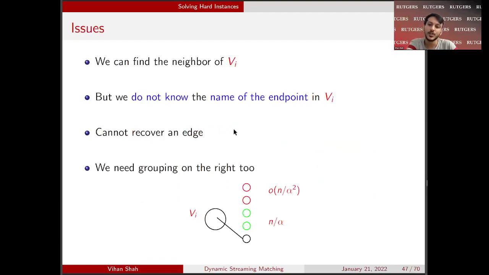However, there is an issue here. What we get to know is the name of this vertex, but we do not know the name of the endpoint within Vi. So we cannot recover this edge. We just recover this endpoint. So basically we need the grouping on the right hand side as well to solve this problem.